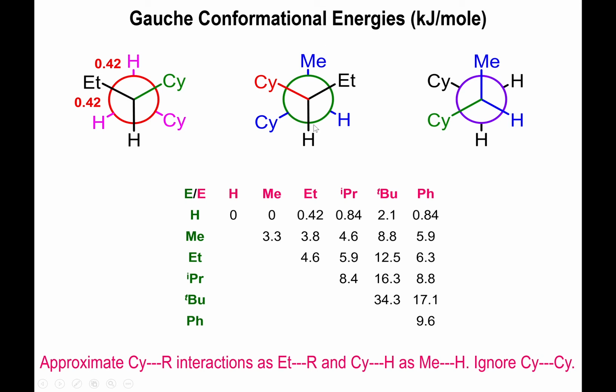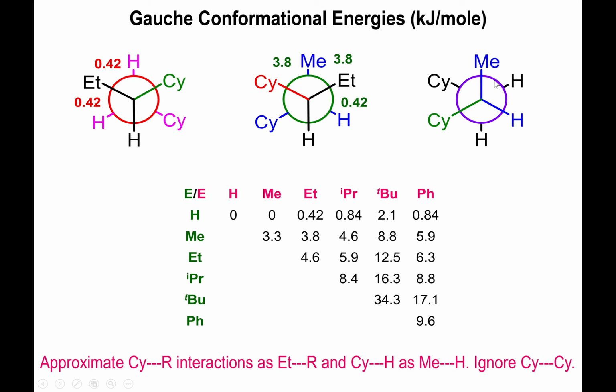Over here in the middle one, we have methyl next to ethyl, which has a value of 0.38. We have ethyl on hydrogen, which is worth 0.42. Hydrogen on hydrogen is 0. Hydrogen on methyl is 0. Cyclohexane to cyclohexane we ignore. And cyclohexane to methyl, we treat the cyclohexane as if it were an ethyl group, right? So we have ethyl and methyl appearing twice in this structure, technically speaking.